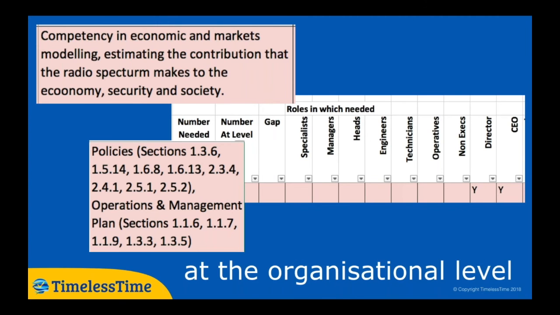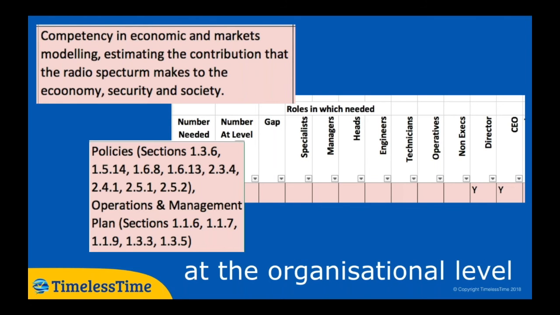snapshots, three screen grabs, and it shows you on the top left a competency: a requirement to be competent in economic and markets modeling, estimating the contribution of the radio spectrum. It happens to be an organization associated with this thing called the radio spectrum, but really it doesn't matter what it is. Estimating the contribution that the radio spectrum makes to economy, security, and society. That's quite a big thing, and it requires you to be very competent in economic modeling and the likes. That's the competency, so we've grabbed that.